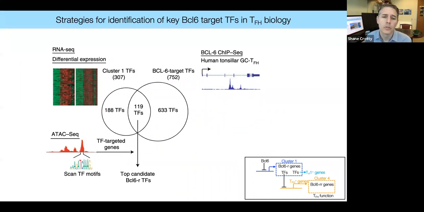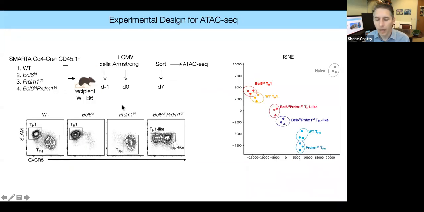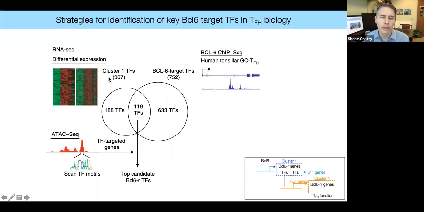So to identify transcription factors more broadly, we ran a TAC-seq analysis in combination with our RNA-seq analysis to ask, okay, of all the transcription factors differentially expressed, which of those transcription factors actually have enriched binding for TFH genes that we know get upregulated, such as these genes in cluster 4, okay? There's some transcription factors that are controlling these genes.